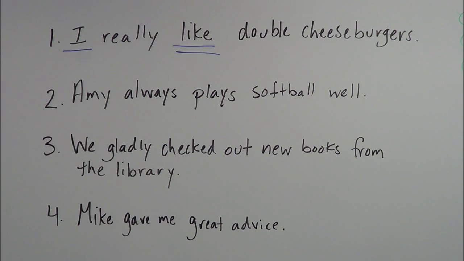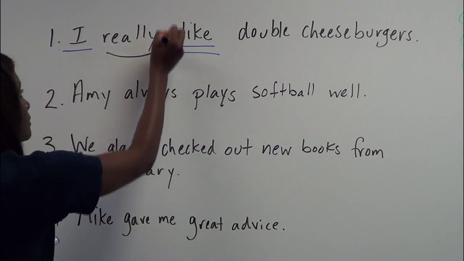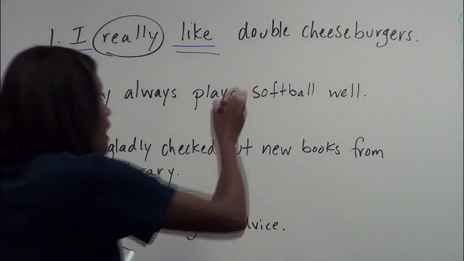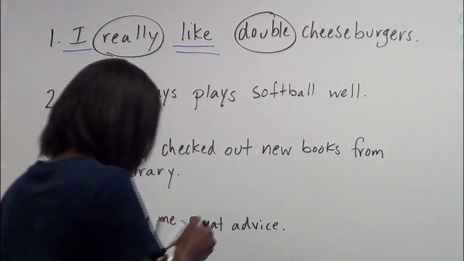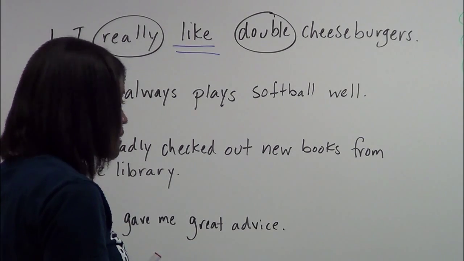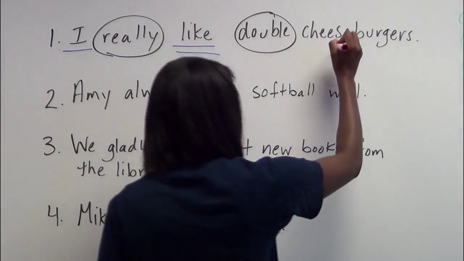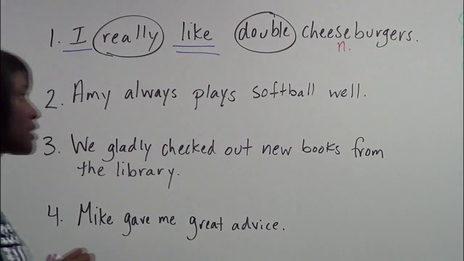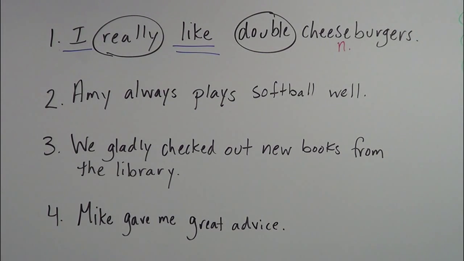Then we have some other words that are in question, words like really, as well as double. The word cheeseburgers is actually a noun because it is a person, place, or thing. So I'm just going to put an N underneath that. When looking at these two words that I've circled here, we have to figure out what they are modifying or changing or describing, and so on.